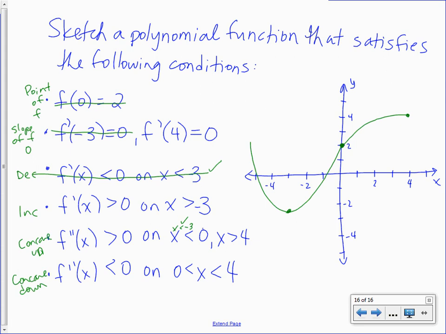But then here's the catch. What happens after 4? I'm still increasing, right? Increasing from -3 to everywhere. So still increasing, but now what's changed? Back to being concave up. So that's what happens at the end here.